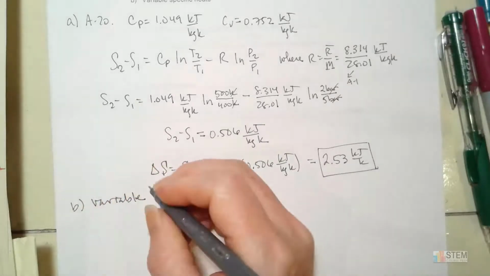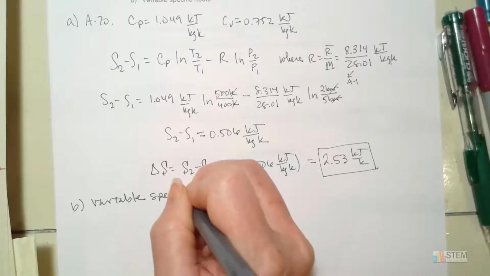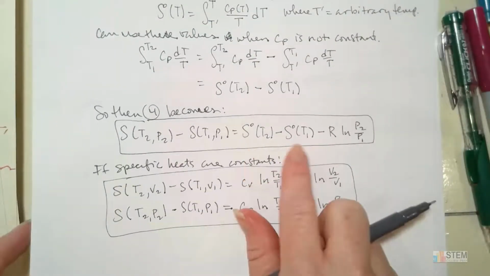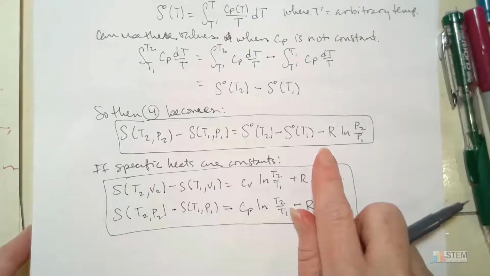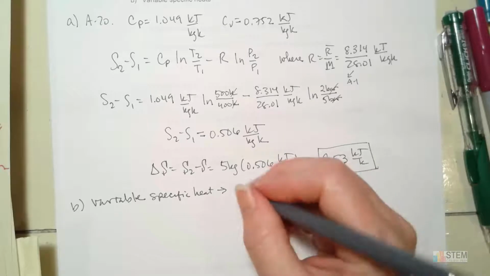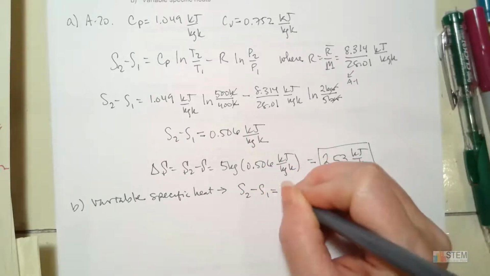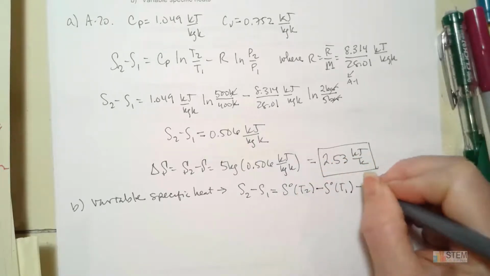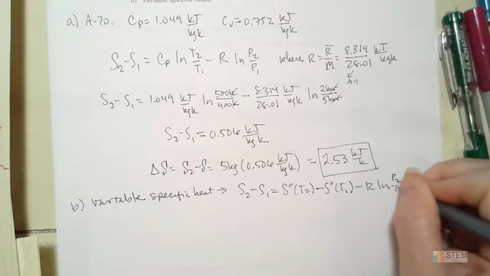All right, so we've got variable specific heats. So that means we're going to use a different equation. And let me find it. So that was going to be this one right here. Remember we said this was for if the C values were not constant. Right, so we're going to use this right here. So we get S2 minus S1 equals the standard entropy at T2 minus the standard entropy at T1 minus R times natural log P2 over P1.